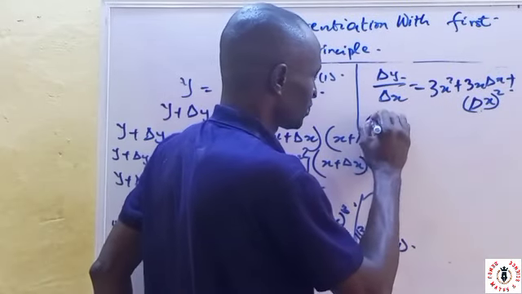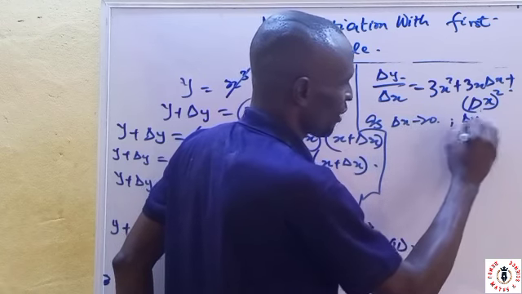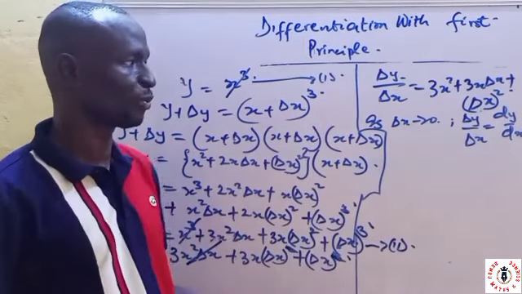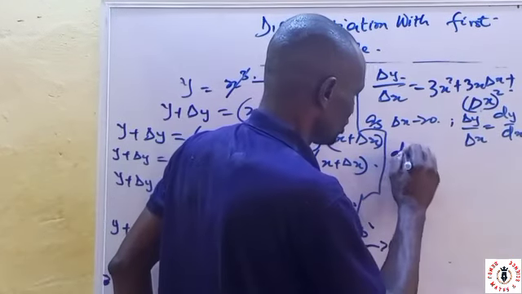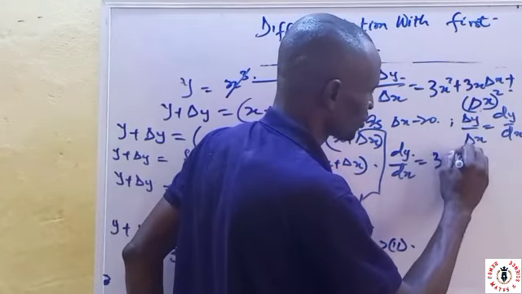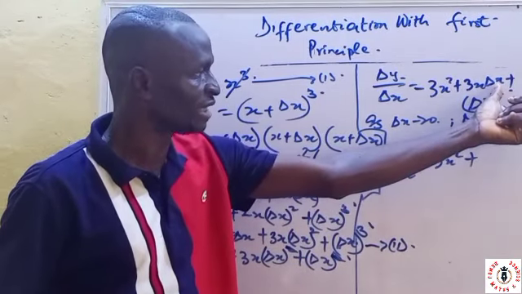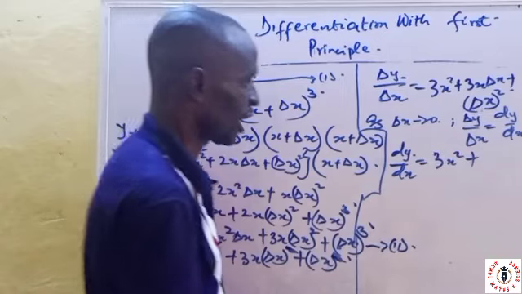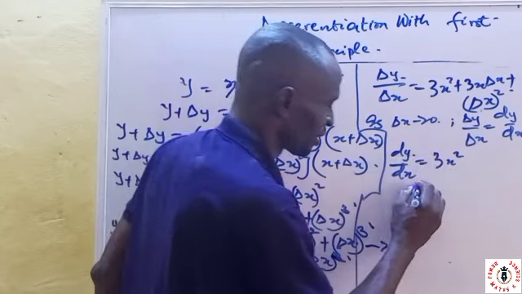Now, as change in x begins to tend to 0, the change in y over change in x tends to dy dx. So at this point, my change in x is going to become 0. So this becomes dy dx equals 3x squared plus, this is going to become 0, because I have a change in x here which is multiplying by 3, it also becomes 0. So I'm left with 3x squared. So dy dx is equal to 3x squared.